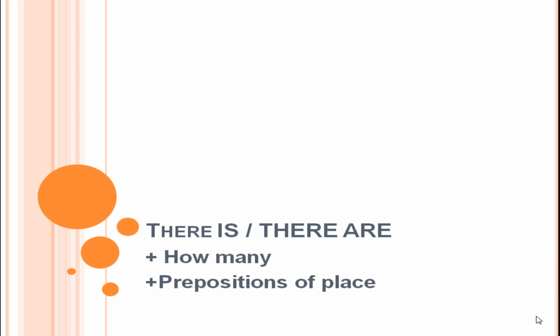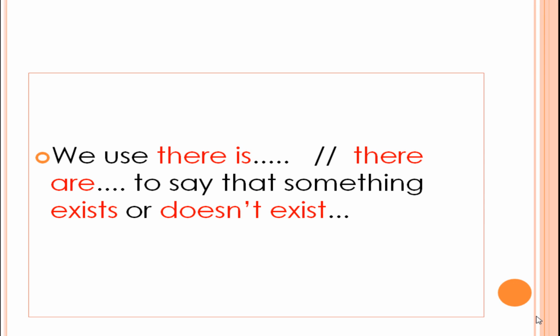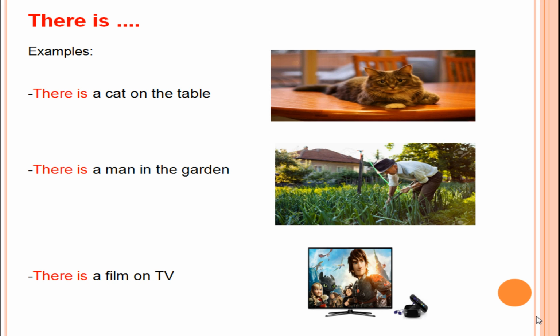There is, there are, how many, and prepositions of place. We use there is, there are to say that something exists or doesn't exist. There is. Let's look at some examples.